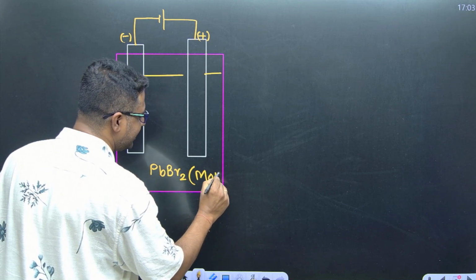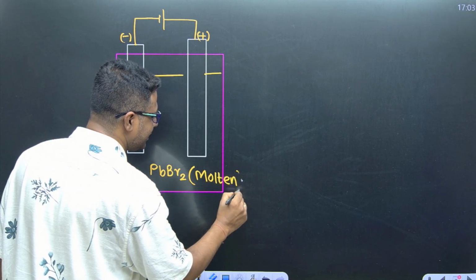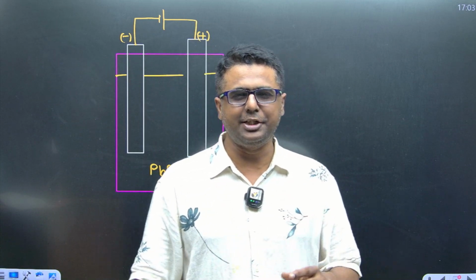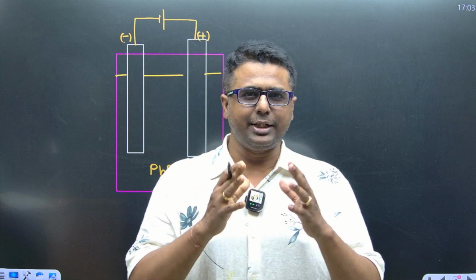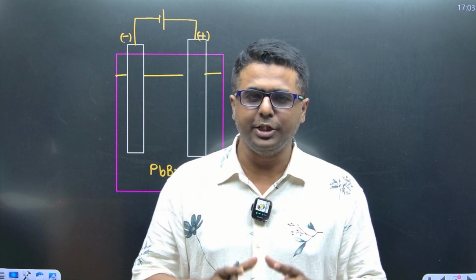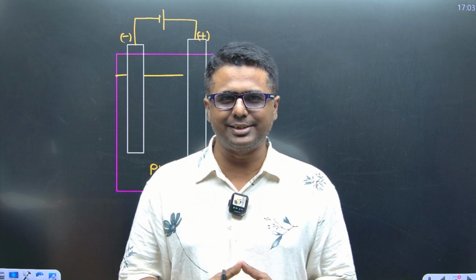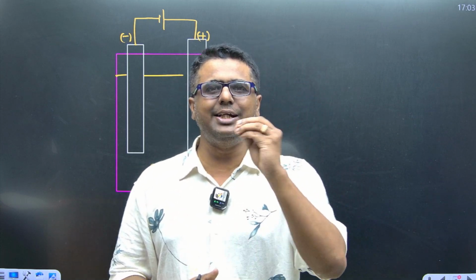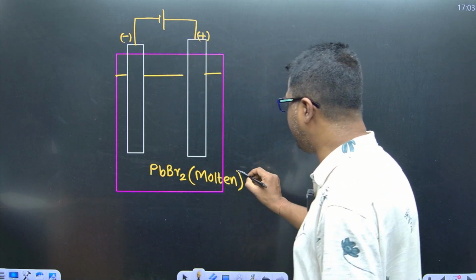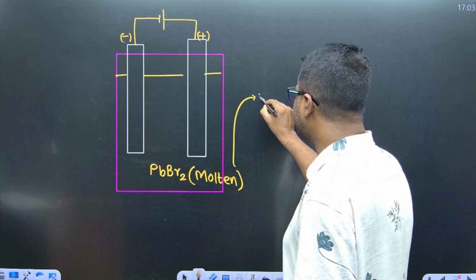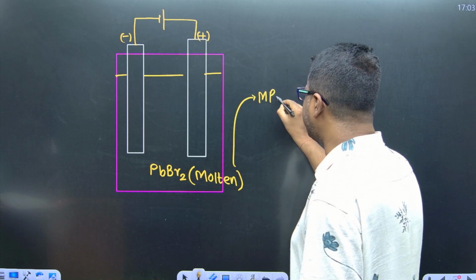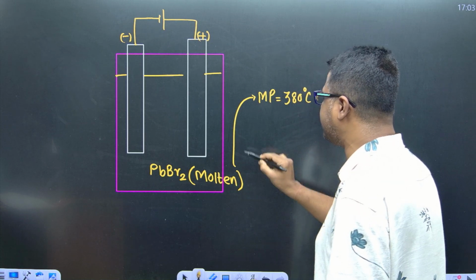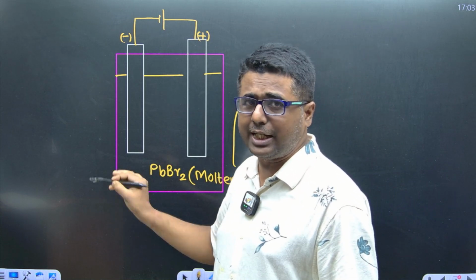Please write this lead bromide I am taking is molten, because solid lead bromide is not going to conduct electricity, because solid lead bromide does not have free ions. You need free ions or mobile ions to conduct electricity. So what we are going to do is we are going to melt this lead bromide, and the melting point of lead bromide is 380 degrees Celsius.